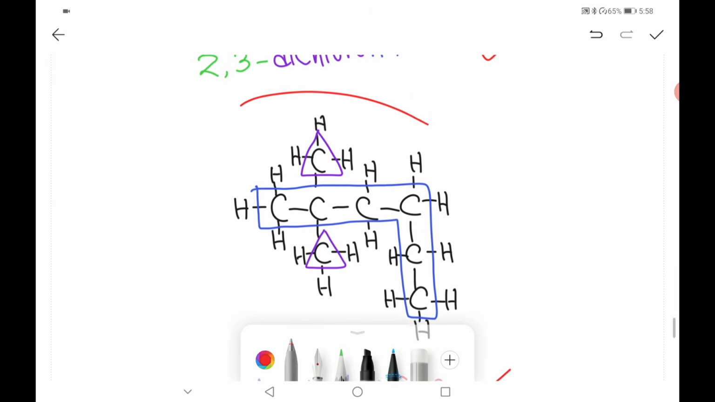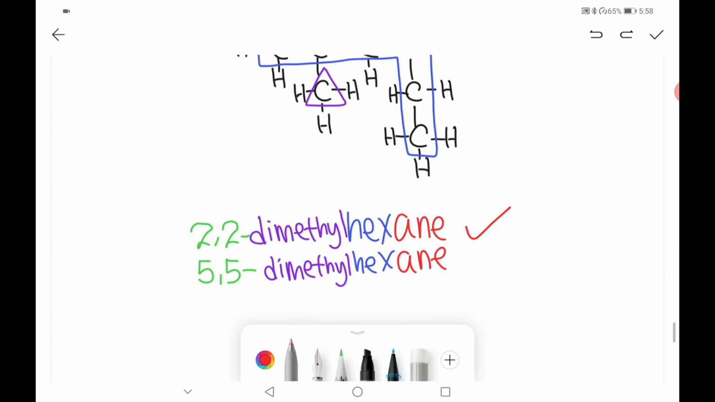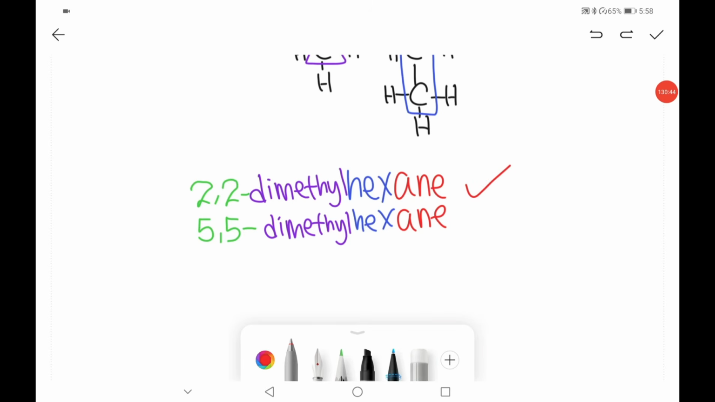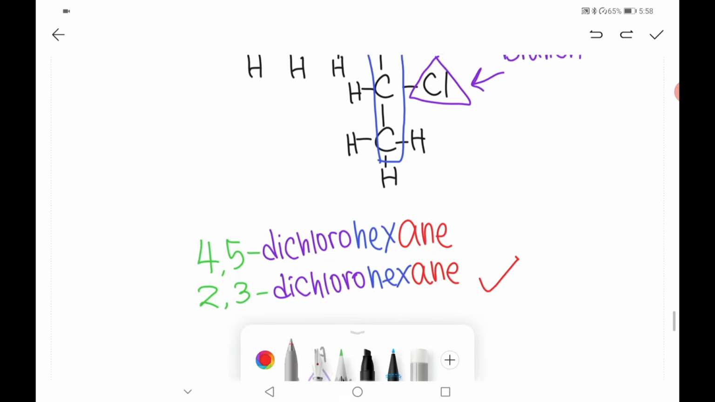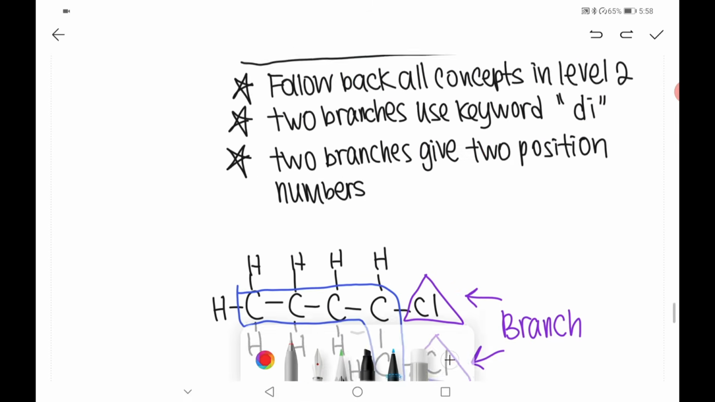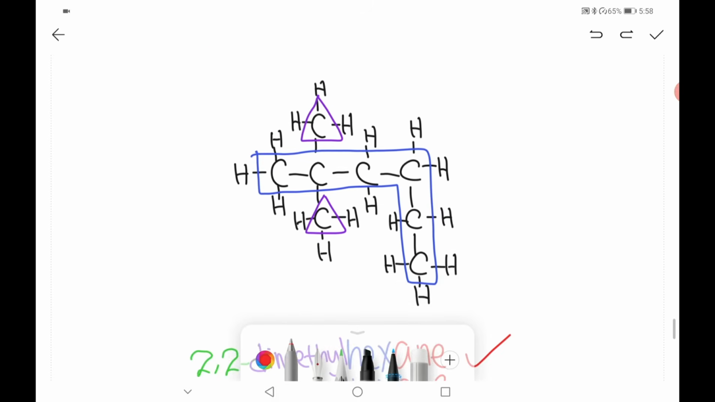Okay, so for this compound, the proper name is 2,2-dimethyl hexane. Hopefully you can see how it works for this question.